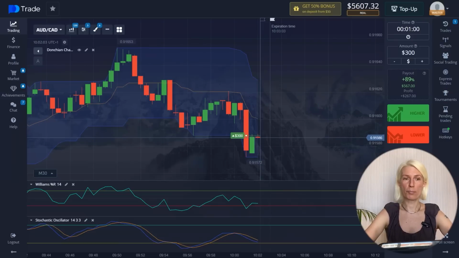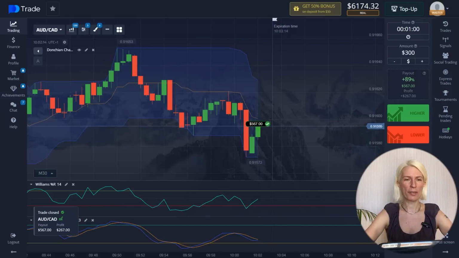And as you can see, the price declined for some time and then went up sharply. Close to the end of the trade, fluctuations began, and looking closely, the trade closes in the money, and we get the first profit for today. It's $267, a good start. Let's continue and find a suitable entry point to the trade.